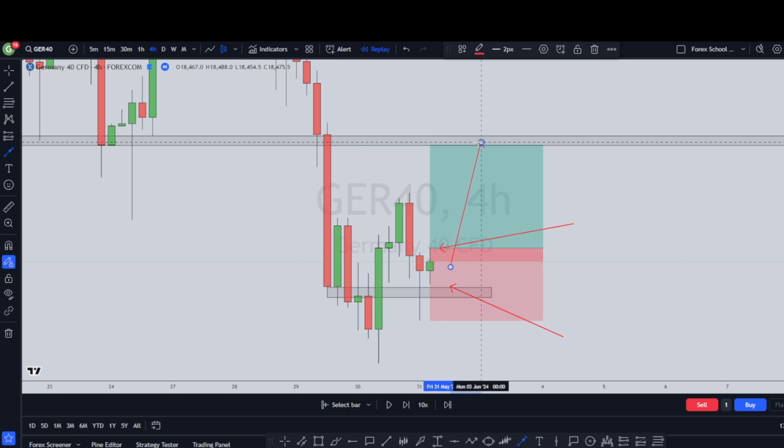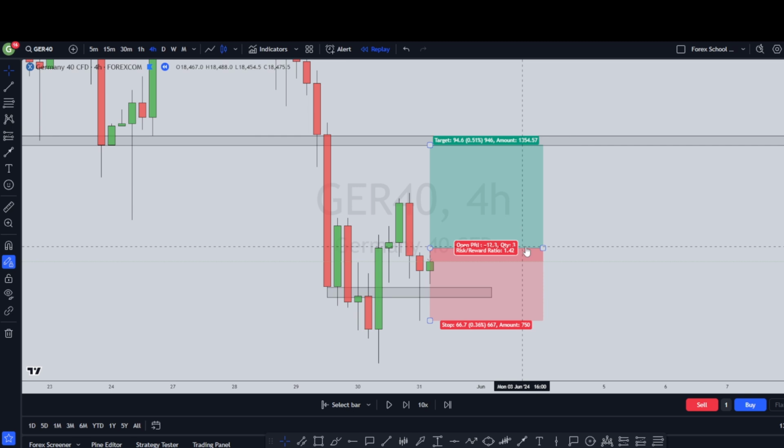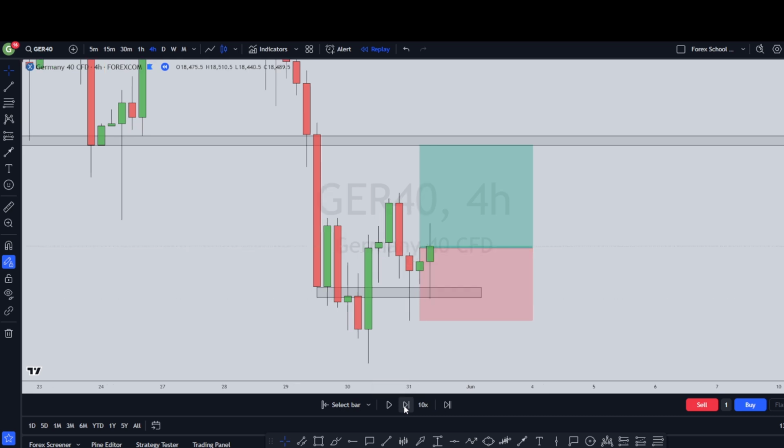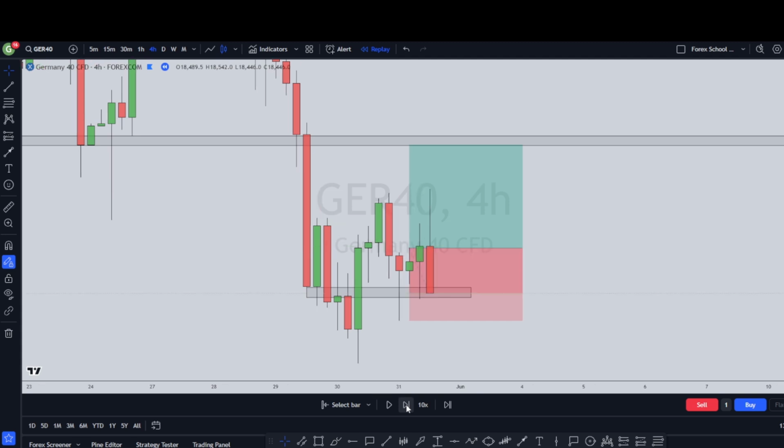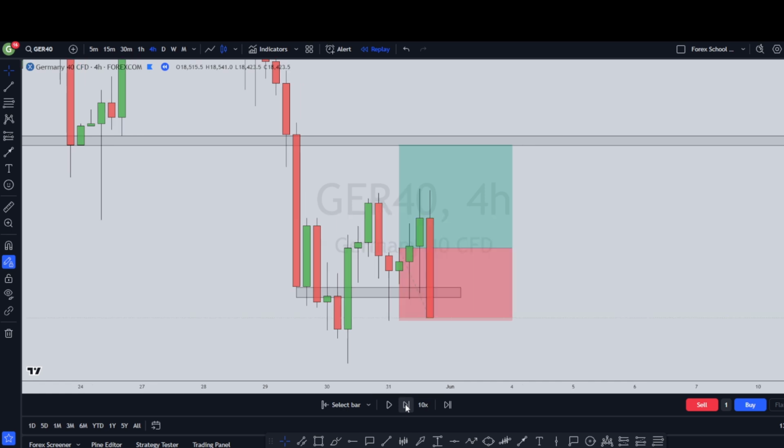Now, if you had traded this way, you would only have had a 1:2 reward scenario for the risk taken. Let's play this out and see how it worked out. So, price triggered our entry right there. Here it first came down. We were in a deep drawdown, but then it returned to the upside.